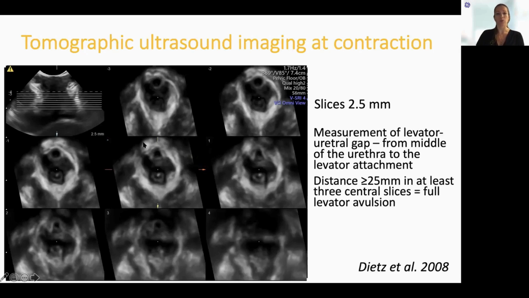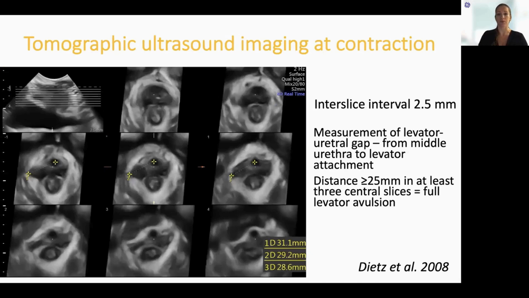What we look at is the urethral gap, the levator-urethral gap, which is from the middle of the urethra to the attachment of the levator muscle. And we measure that distance, and if that distance is below 25 millimeters, it is normal. And if this distance is 25 millimeters or more in at least 3 central slices, it shows the full levator avulsion, which is of clinical importance.